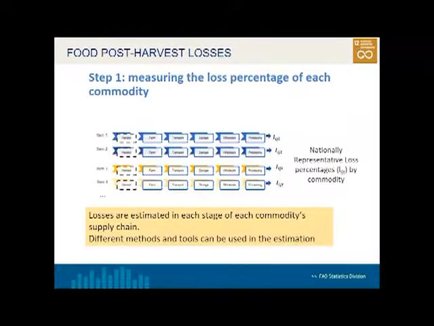How the index is built is by looking at losses along the supply chain and the percentage losses along the supply chain to get to a food loss percentage for one commodity at the national level.